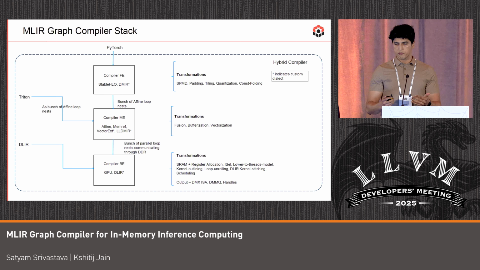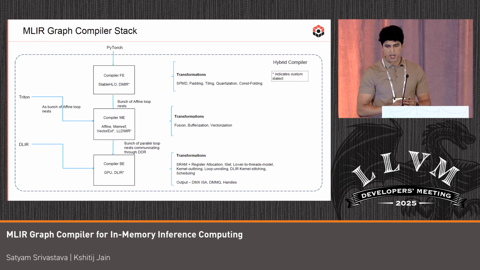In the middle end, we perform producer-consumer style fusion, bufferization, as well as vectorization, where we lower ops operating on tiles of data into ops operating over 64 by 64 virtual vector registers. Output of this phase is a bunch of parallel loop nests communicating with each other via the DDR memory.